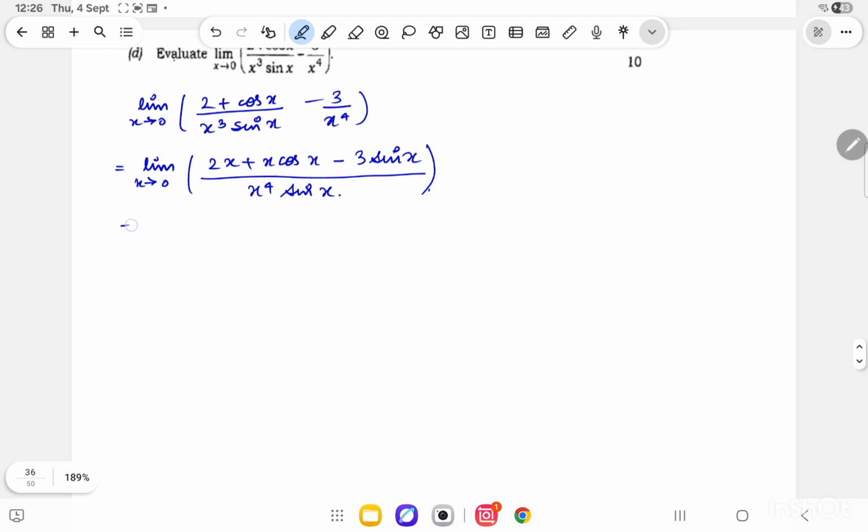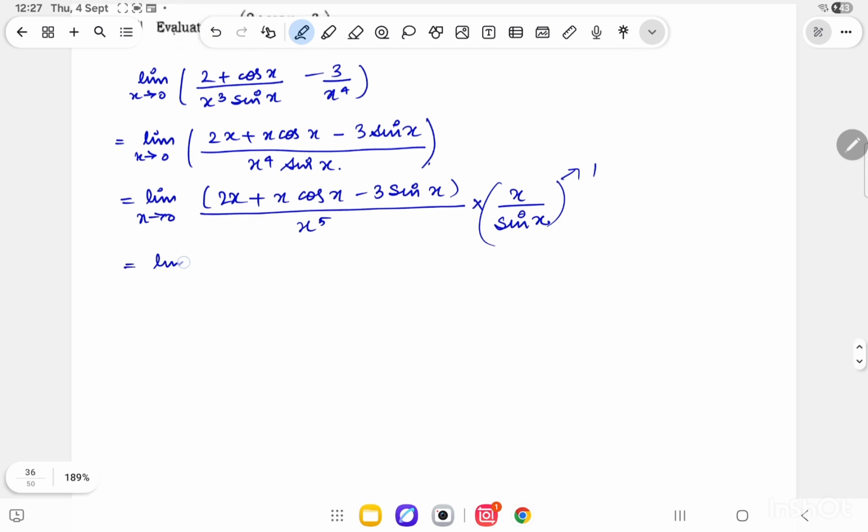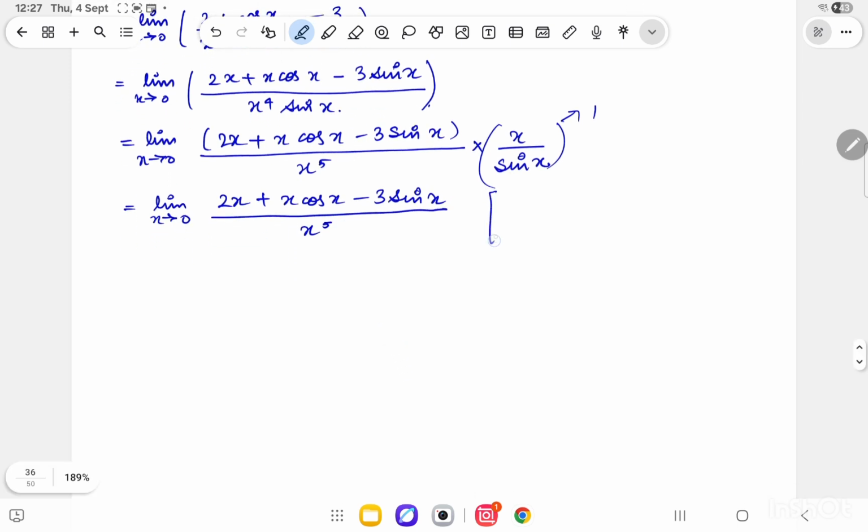So we can write it as limit x approaches 0 of (2x plus x cos x minus 3 sin x) divided by x raised to 5, into x divided by sin x, and this limit will be approaching 1. So we'll be getting limit x approaches 0 of (2x plus x cos x minus 3 sin x) upon x raised to 5. Let's simplify this. If I put x equals 0 here, I'll be getting 0 upon 0 form. So let's use L'Hopital rule here.